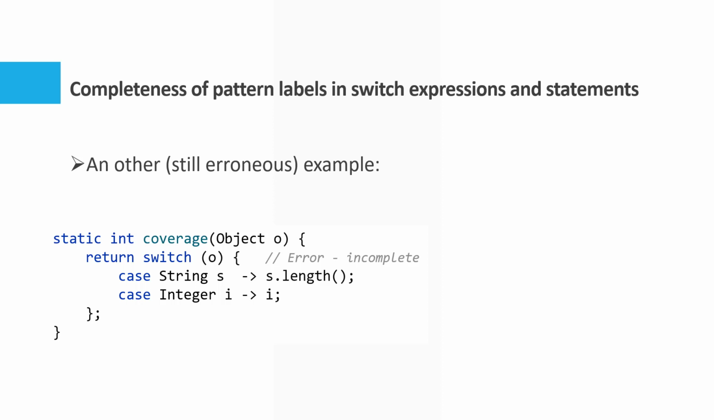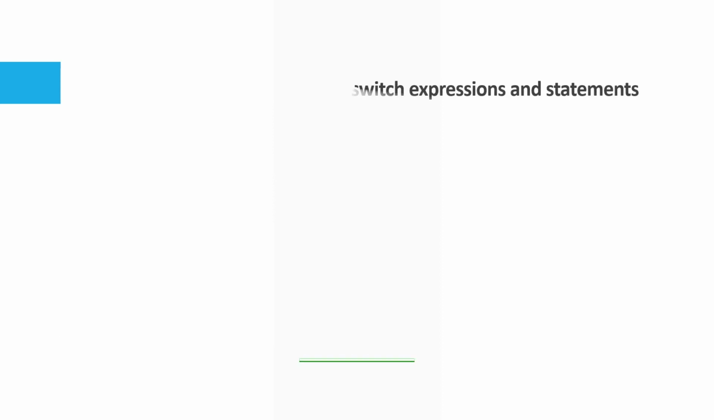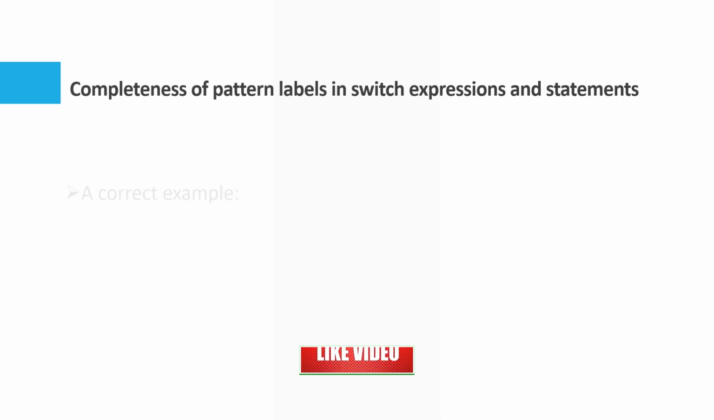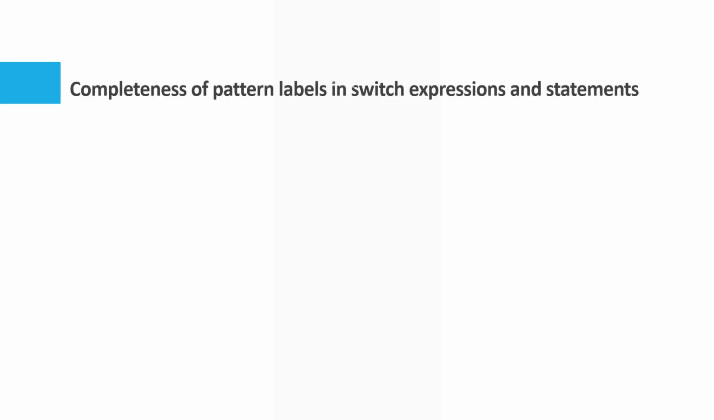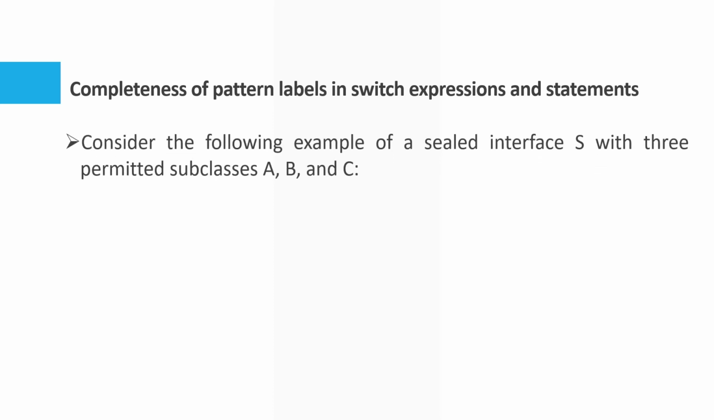The type coverage of default is all types. So this example is legal. If the type of the selector expression is a sealed class, then the type coverage check can take into account the permits clause of the sealed class to determine whether a switch block is complete.